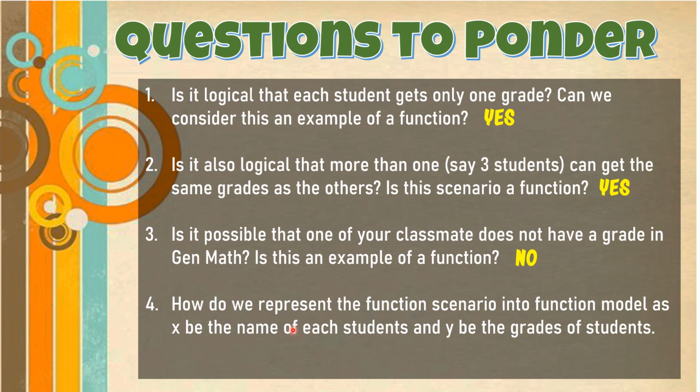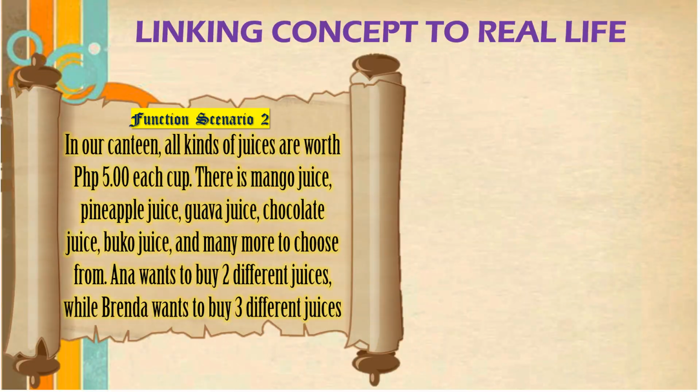And number 4, how are we going to represent the function scenario into a function model as x with the name of each student and y with the grades of students? So guys, here is a function model. Y is equal to x. So grade is being corresponded or matched to a student. So this is y equals x.